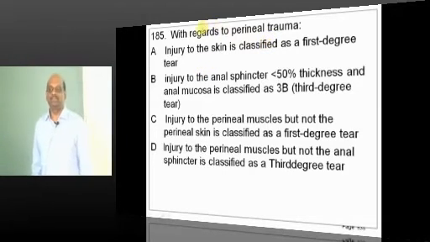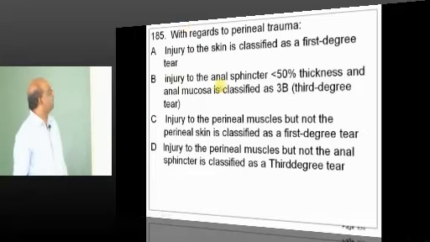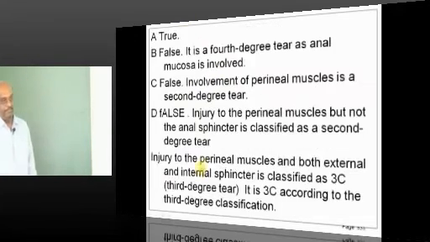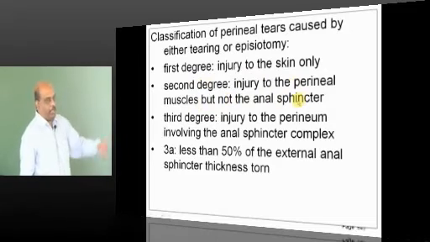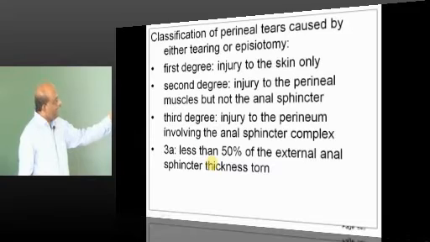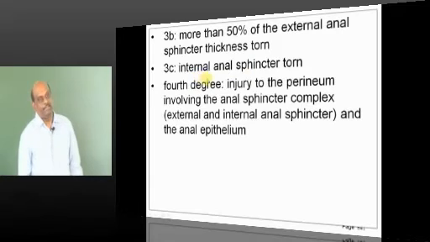Perineal trauma, at least this question we won't go wrong. A. You all agree with that? First degree is injury to skin. Second degree is injury to perineal muscle, not anal. Including anal is third degree. There are 3A, 3B in it: less than 50% tear, more than 50% tear, and internal anal sphincter torn is 3C. And fourth degree involves the anal epithelium.